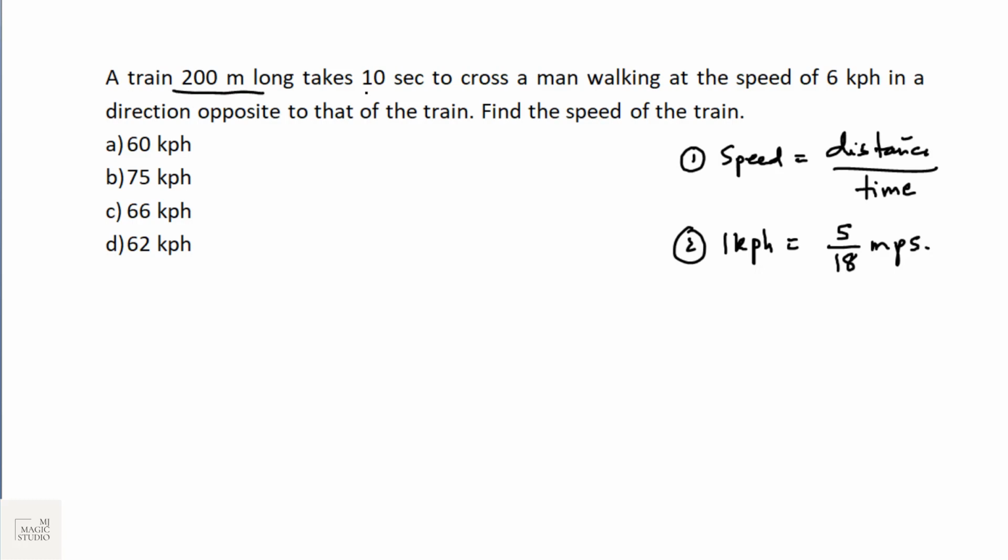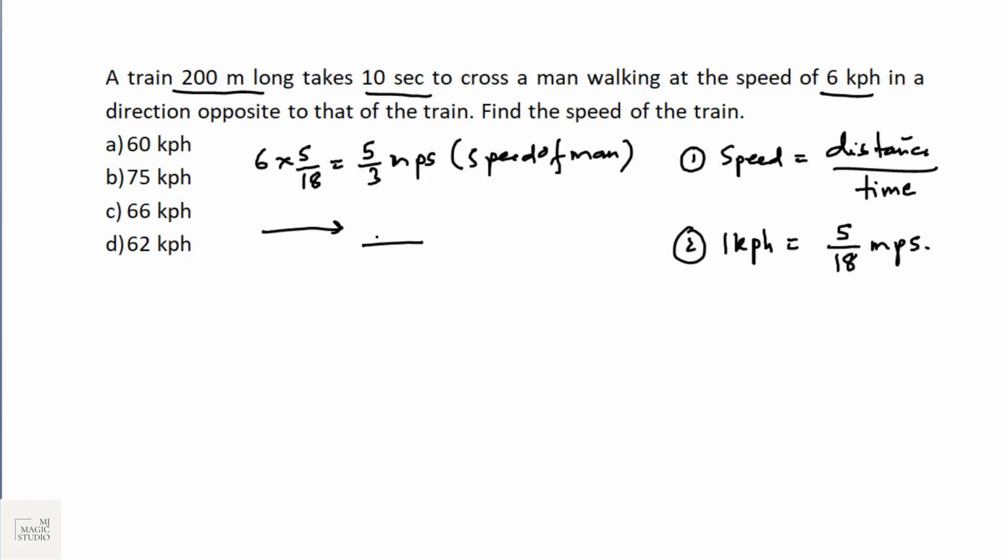Train length, time to cross a man walking at a speed of 6 kph. Now 6 into 5 by 18 is 5 by 3 mps. That is the speed of the man, in a direction opposite to that of the train. That means the train and the man are approaching towards each other.